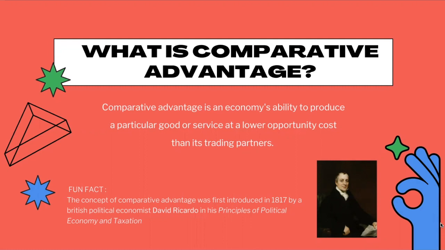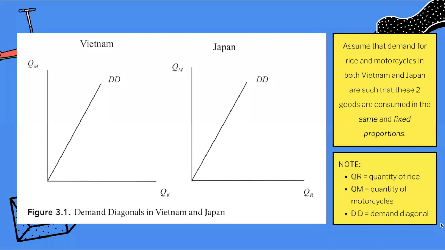Fun fact, the concept of comparative advantage was first introduced in 1817 by a British political economist, David Ricardo, in his Principles of Political Economy and Taxation. So to understand the concept of comparative advantage further, we're going to use Vietnam and Japan as the example for this material. First we will assume that both countries, Vietnam and Japan, have a demand for rice and motorcycles such that the two goods are consumed in the same and fixed proportions.